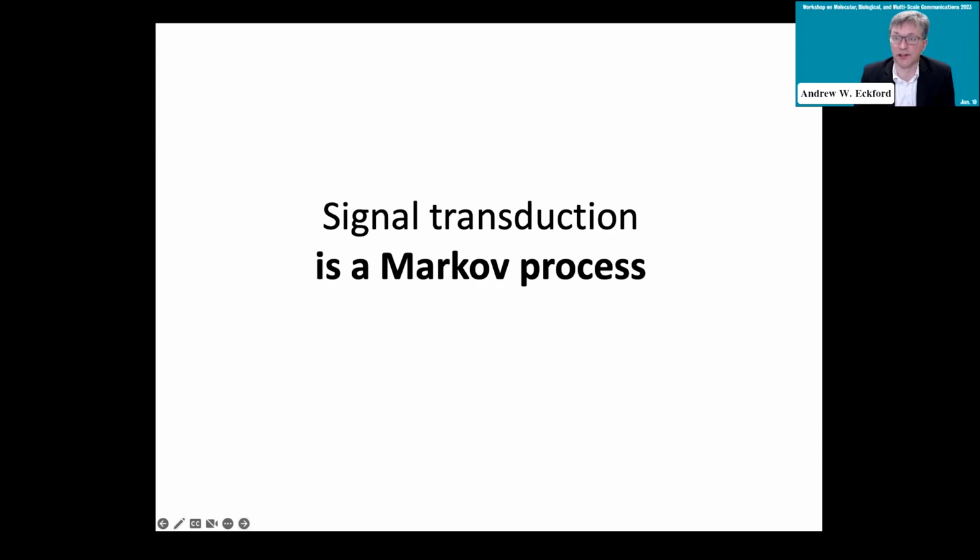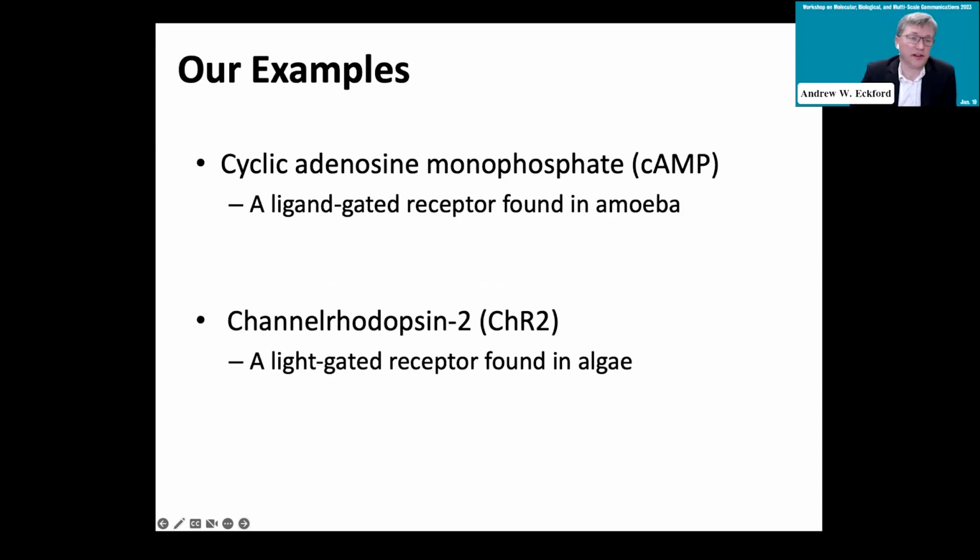It's just a Markov process. So to motivate this, we're going to be talking about two examples this afternoon. We are going to be talking first about cyclic adenosine monophosphate receptor, or cAMP, which is a ligand-gated receptor found in amoeba. The reason why we're going to talk about that one first is that it's the simplest.